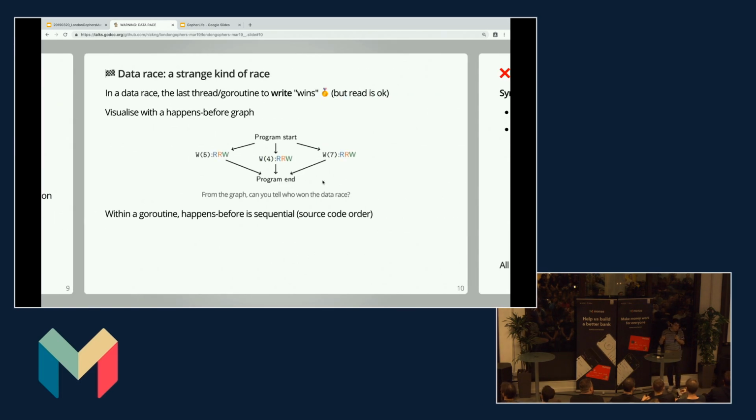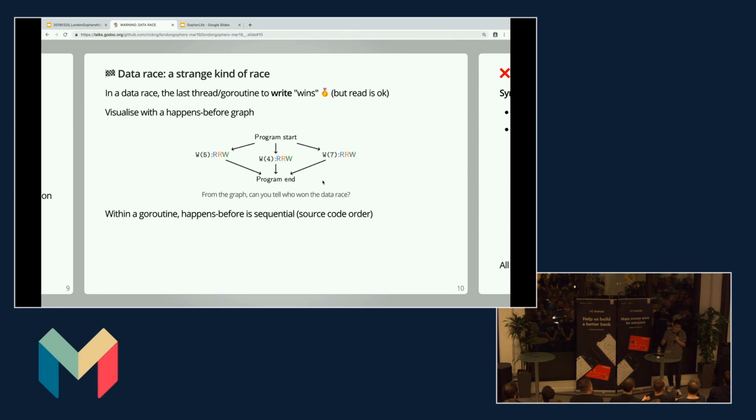So what does this have to do with data race? Once upon a time, my colleague told me an anecdote that a data race is the only competition where if you come last, you win, because in a data race, the last thread or last Go routine that writes to a shared memory variable will win the data race, and it will have the value of the final write. But reading is fine because reading doesn't change the value.